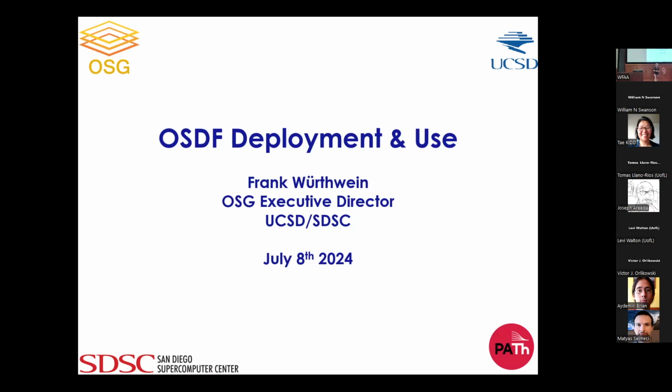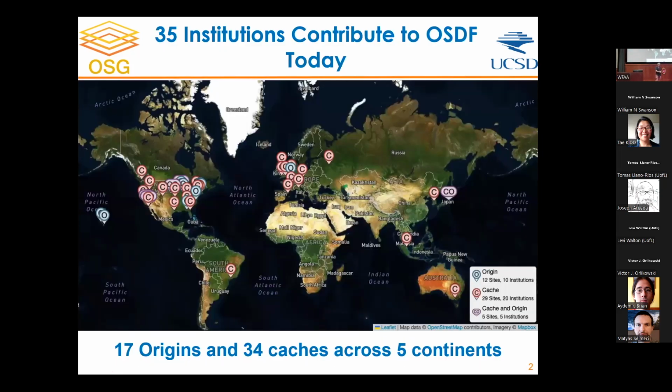There we go. And so there's 35 institutions today. This is the latest map as of Friday, I think. And so there's 35 institutions of OSDF today, 17 origins and 34 caches across 5 continents. So we've hit pretty much the 3 dozen caches. And I'll show you the growth versus time in a second.